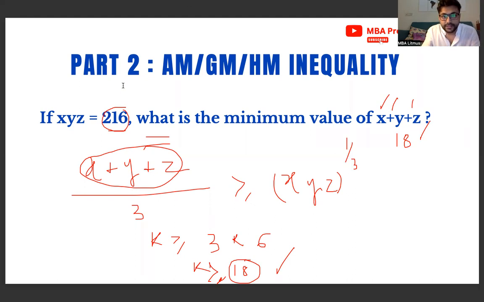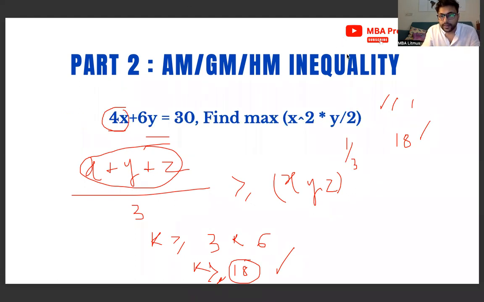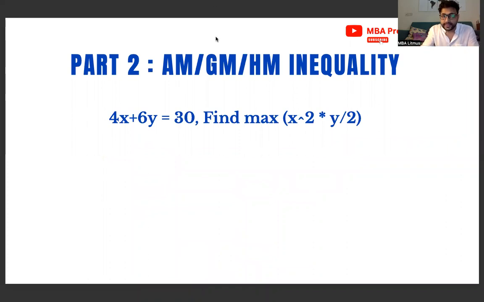See the next bit here. Let us see how we apply it differently. Now this question has been tweaked slightly. 4x plus 6y is equal to 30. So I can say that 2x plus 3y is equal to 15. Now I have to find the max value of x squared into y divided by 2.